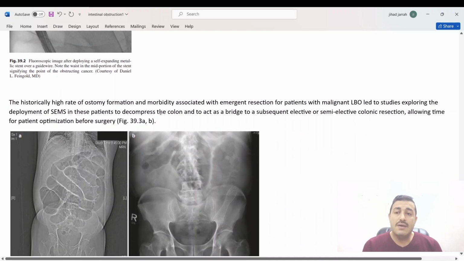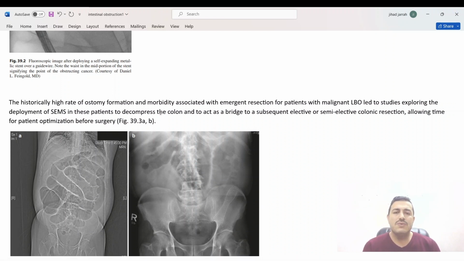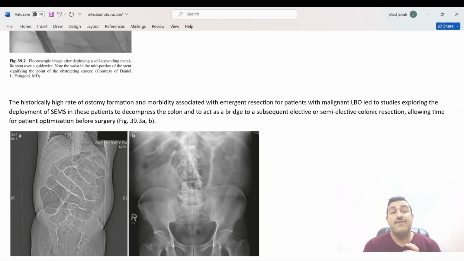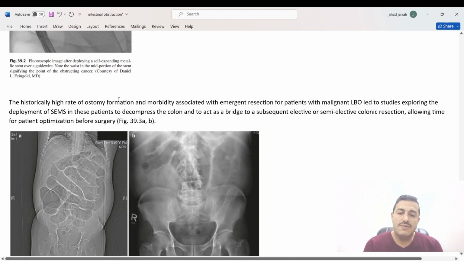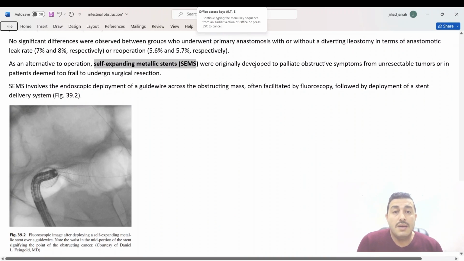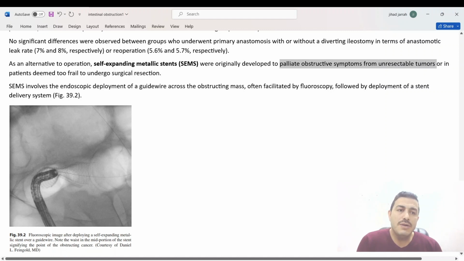We said a clear indication for proceeding with a stent doesn't exist, but we can say that it depends on the availability of the stent, and if the patient is extremely ill, beyond surgery, we can proceed with stenting. The classic indication is to palliate obstructive symptoms for unresectable tumor or in patients who are too ill for surgical resection.